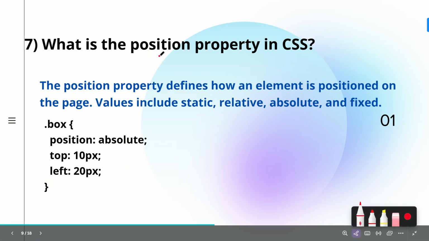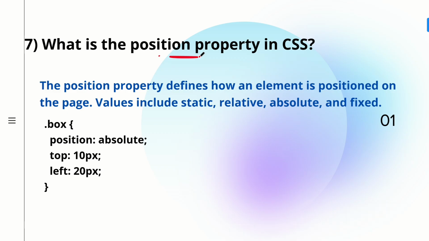Our seventh question is, what is the position property in CSS? Position property defines how an element is positioned on the page. How the element is positioned in the page, in the sense whether it is sticky, or absolute, or relative, or what kind of positioning that element has, that is defined by the position property. It can include values like static, relative, absolute, and fixed. And there is also sticky.